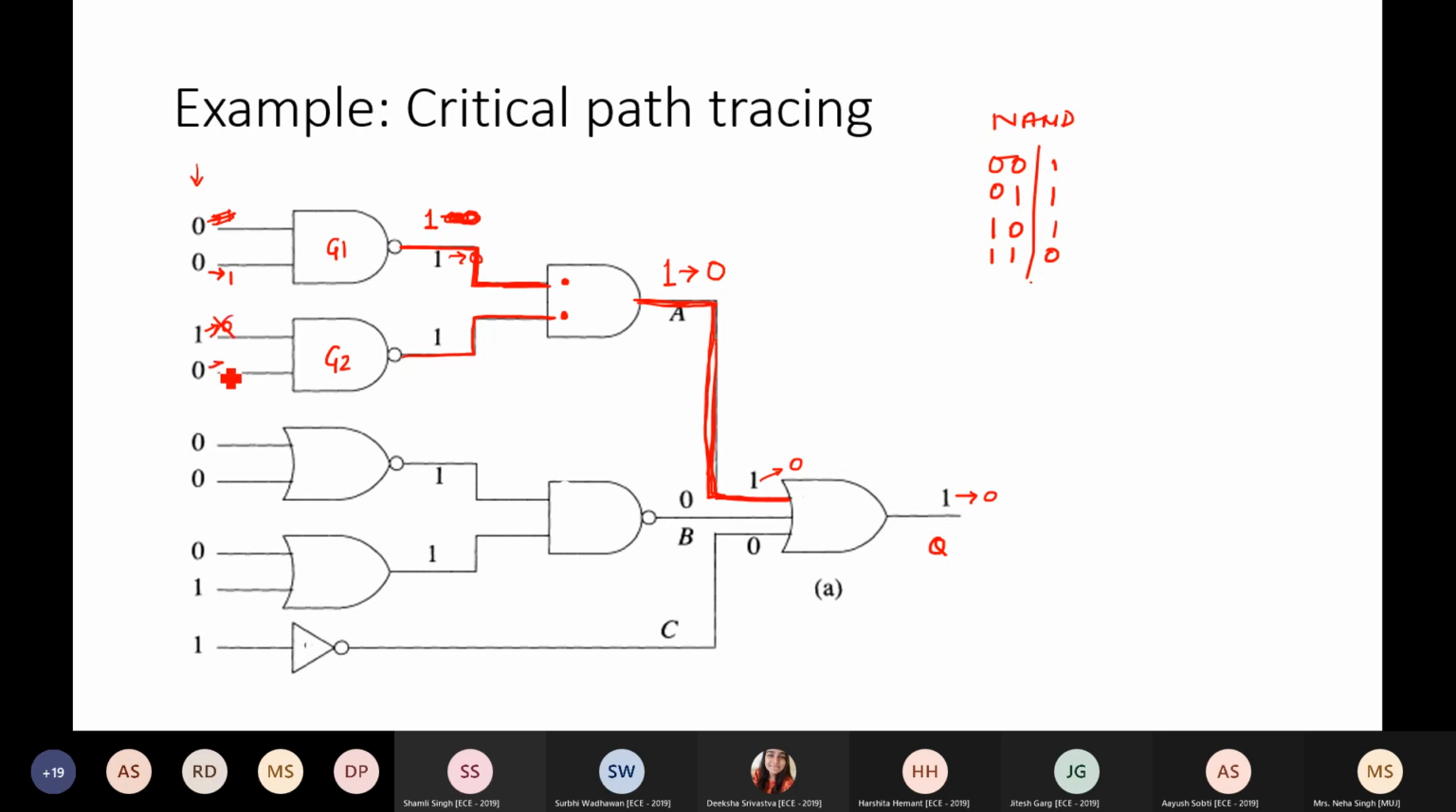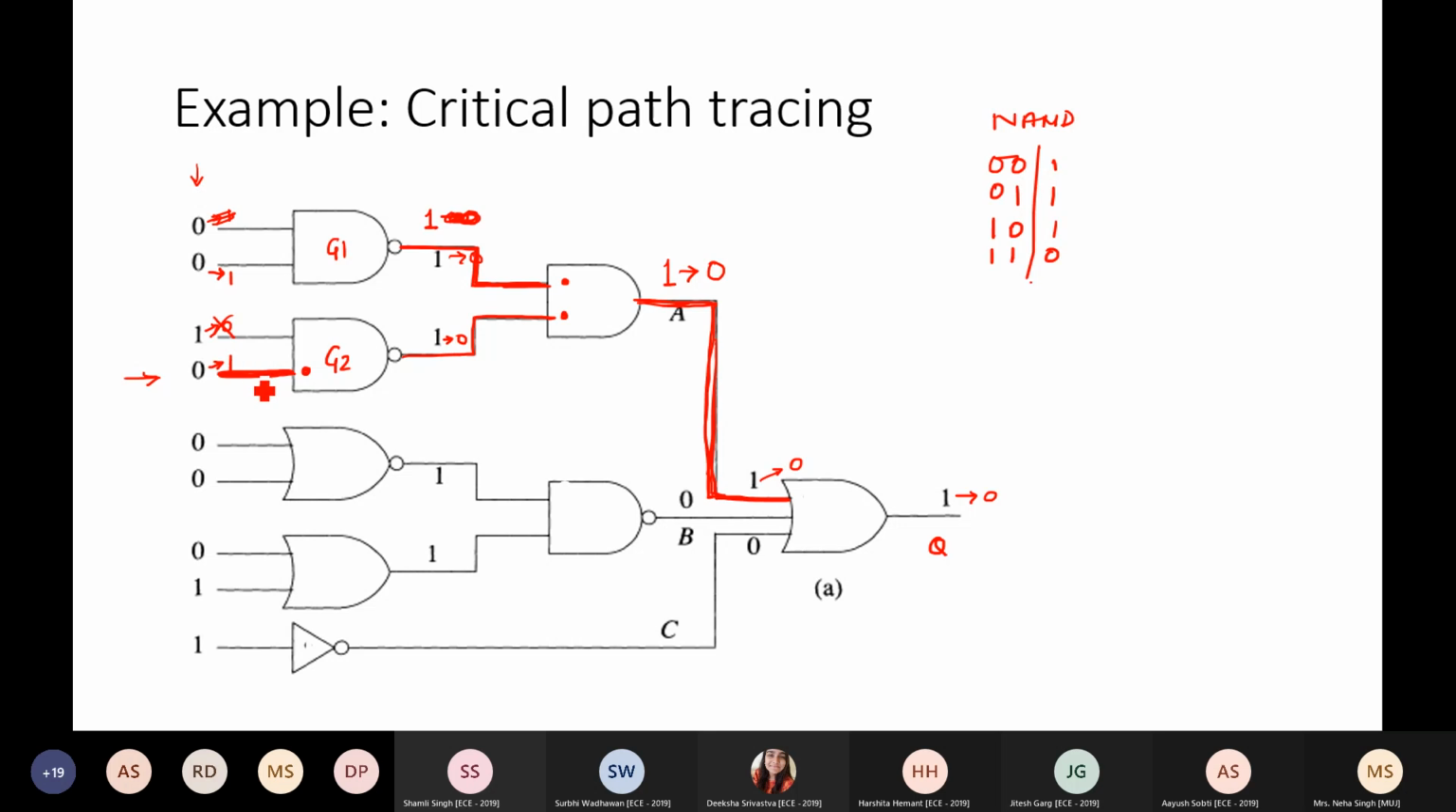But instead, if I put a change here, if I change the value from 0 to 1 at this input, the output will switch from 1 to 0. It means this is critical. So it means this primary input is critical for my circuit. So in the next pass, I should expect a change here that will bring about a change in the output. Right? This is the only critical primary input.